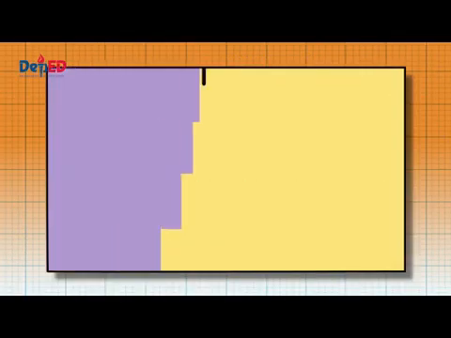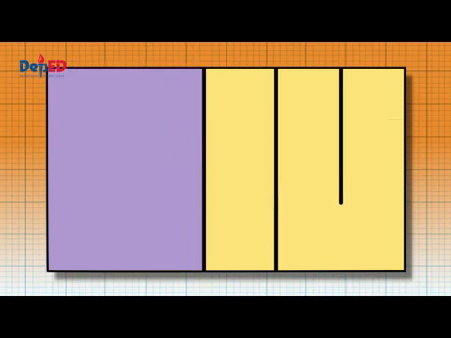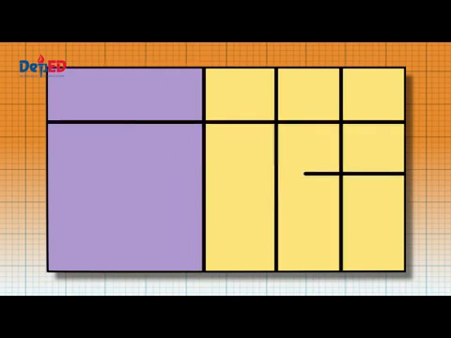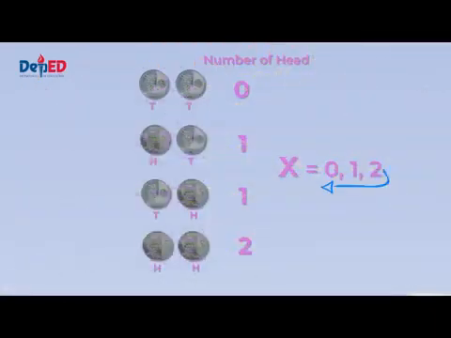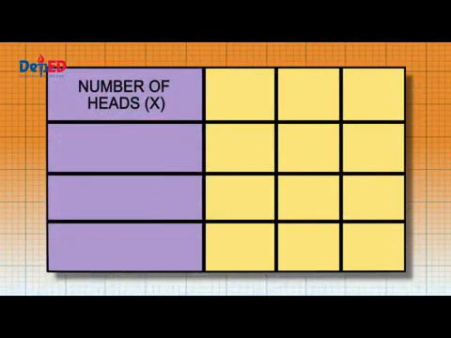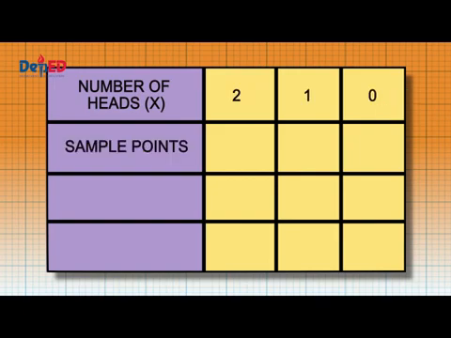Let's expand our understanding of our data and create a table. Let us fill the number of heads in descending value of X. Can you fill up the first row? If you placed 2, 1, and 0 in proper order, then your answer is correct. The sample points are the outcomes with a designated number of heads.